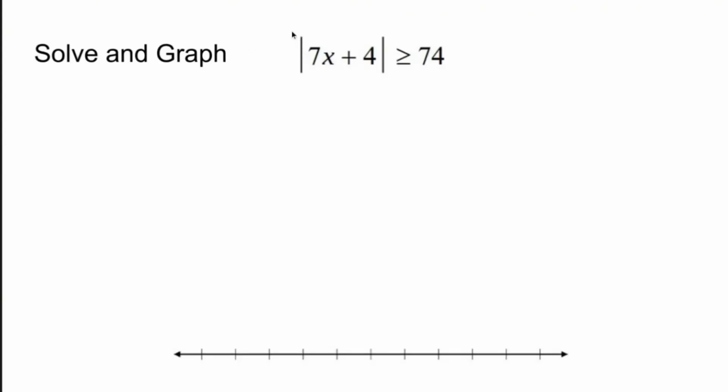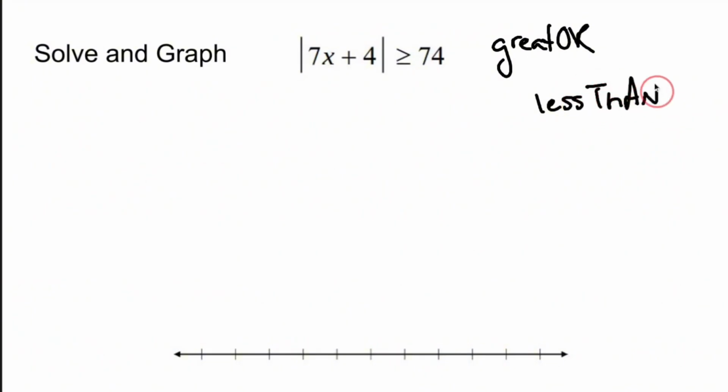Solve and graph this absolute value inequality. The trick with an absolute value inequality is remembering this phrase, "great or less than." I don't know why that T is capital; it shouldn't be. Now, "great or less than" is clever wordplay for when we do these problems. I'm going to hold on to that phrase because I don't need it quite yet.